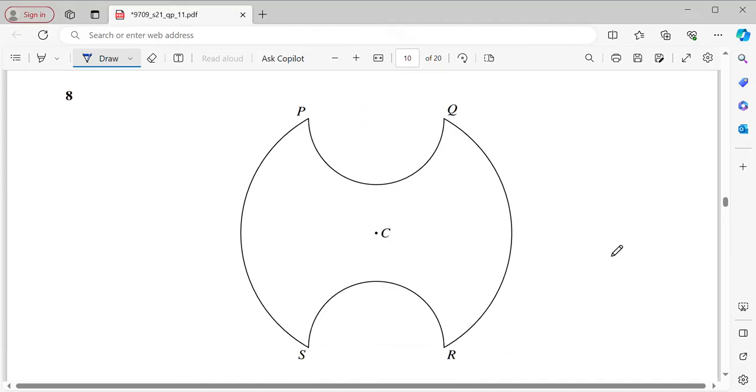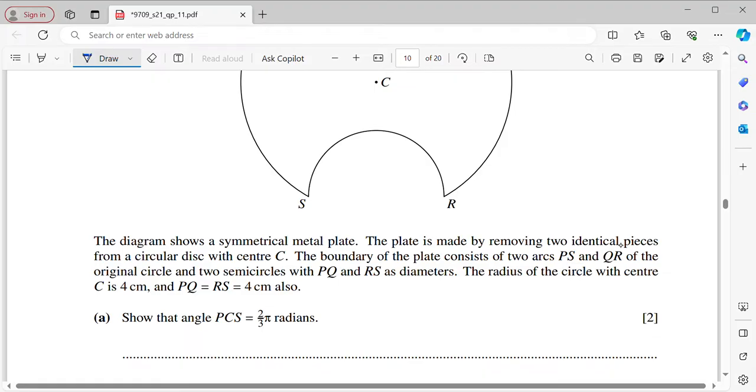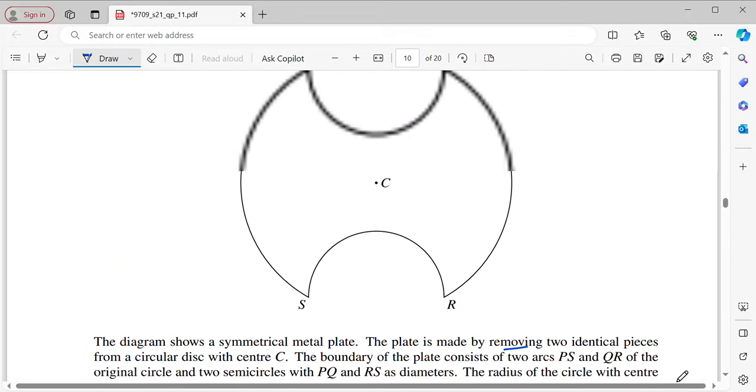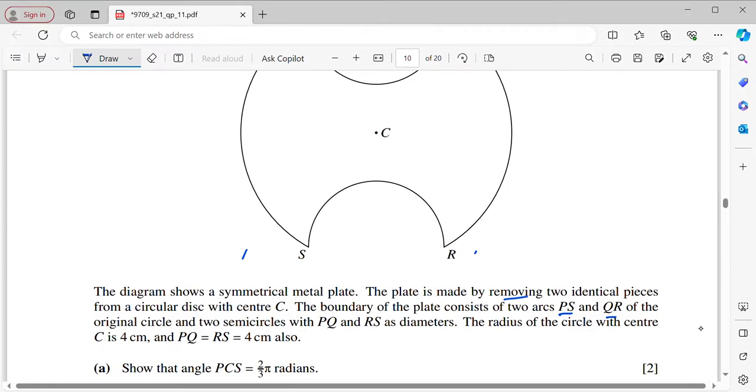Okay, next question, number 8. So this is the diagram. Now the diagram shows a symmetrical metal plate. The plate is made by removing two identical pieces from the circular disc with center C. Now the boundary of the plate consists of two arcs, PS and QR. So this is PS and QR. These two are the arcs of the original circle, and the two semicircles with PQ and RS as diameter. So this is a diameter.